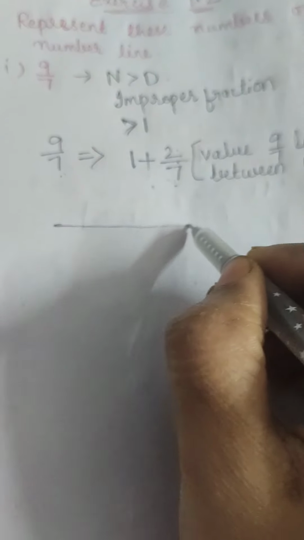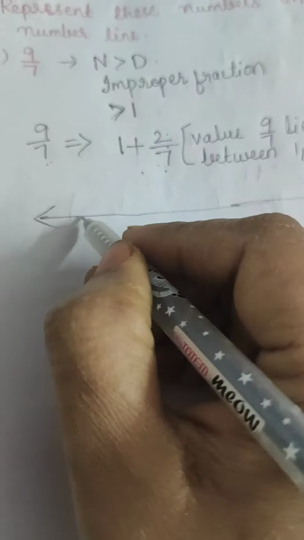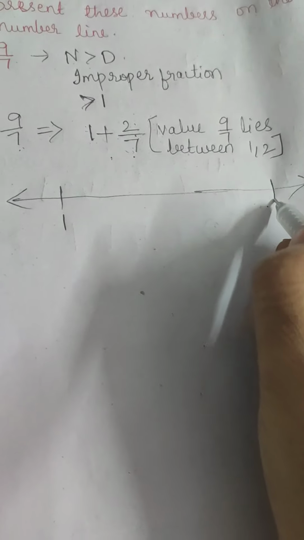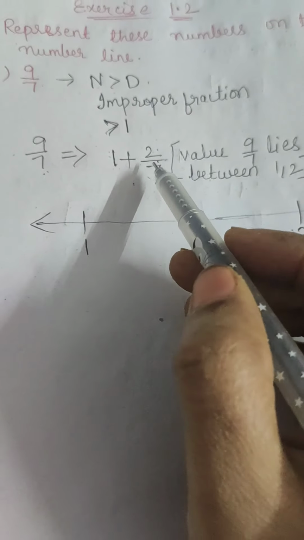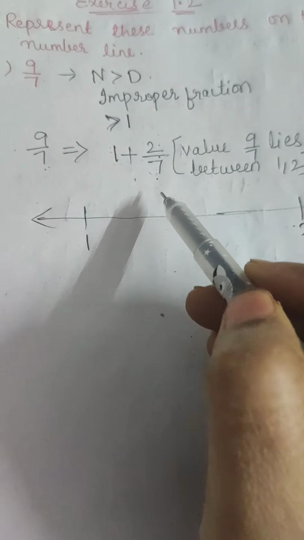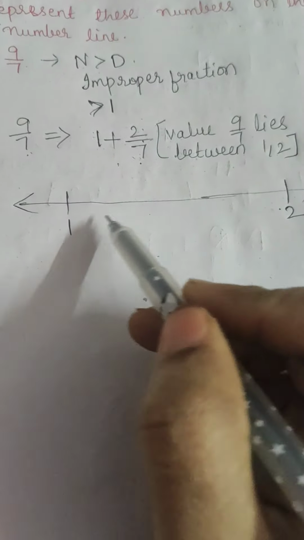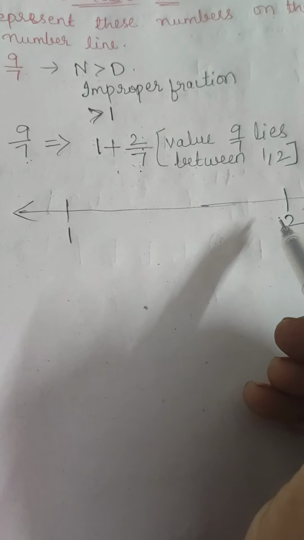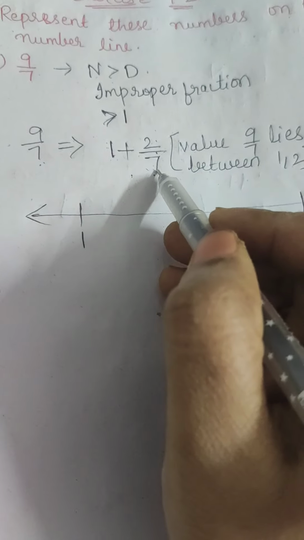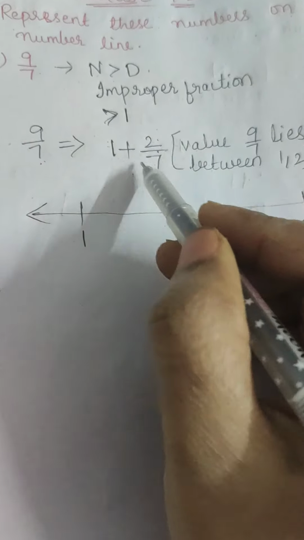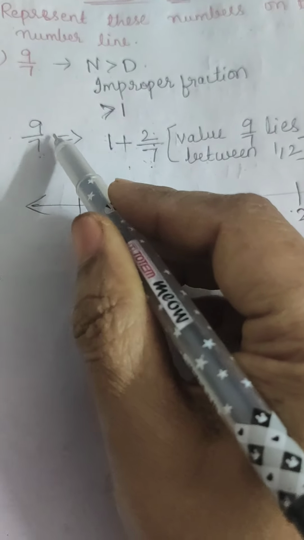Now we will draw a number line. We know that it is between 1 and 2, so take 1 and 2 here. As we have already learned, the distance between them we call the unit distance. This unit distance should be divided into how many parts? 7 parts, since the denominator is 7. From those 7 parts we should take only 2 parts. The second part shows the value 9 by 7.